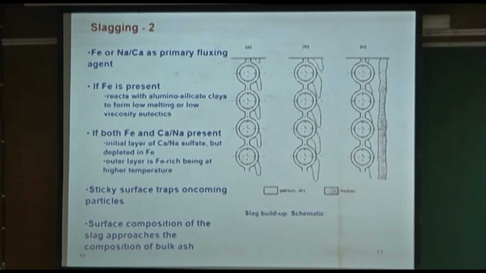So it creates a sticky surface on the boiler tubes, and the sticky surface traps the incoming ash particles, and then they will grow. So this is essentially a schematic of the slag buildup, if you like, from the tiny ones, how the bigger ones can grow, and they can grow and grow and grow, and then surfaces can become completely covered if you are not paying much attention to it.